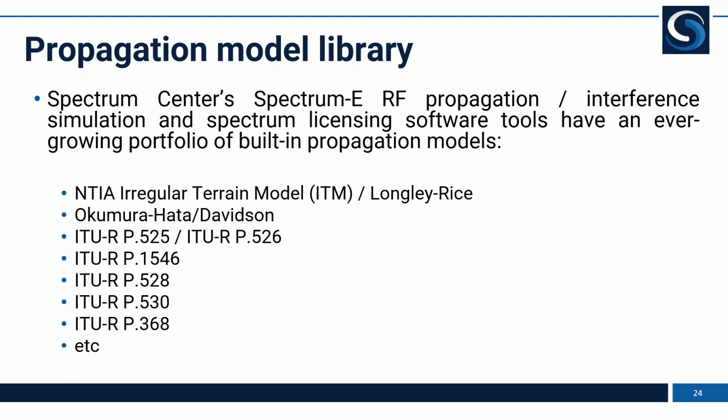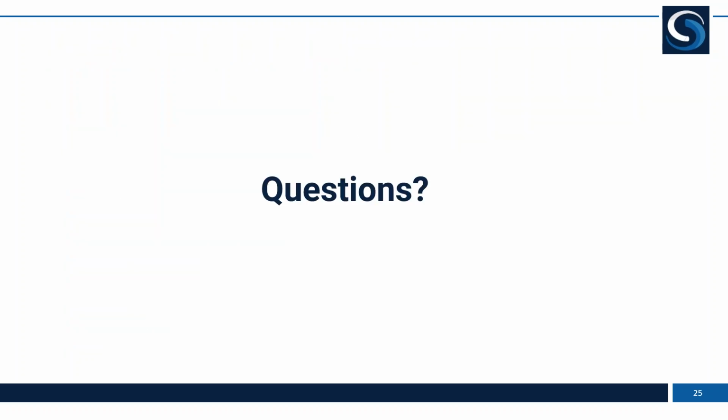But just quickly I'd like to mention that we also have the NTIA irregular terrain model, also known as Longley-Rice, implemented, especially for our US users. There's also Okumura-Hata-Davidson, more commonly used for mobile simulations. And then we have a whole number of other ITU recommendations, which, for some of you, those numbers will mean something. For others, those will be just numbers. But in that list are further propagation models from the ITU that are implemented and can be used in the Spectrum-E tool. And now I revert control back to Sarah, to see if there's any questions or any final words.